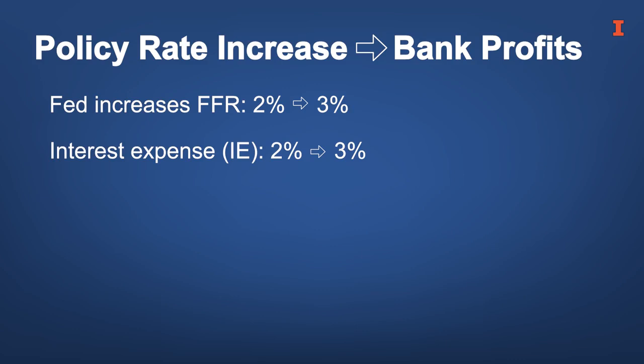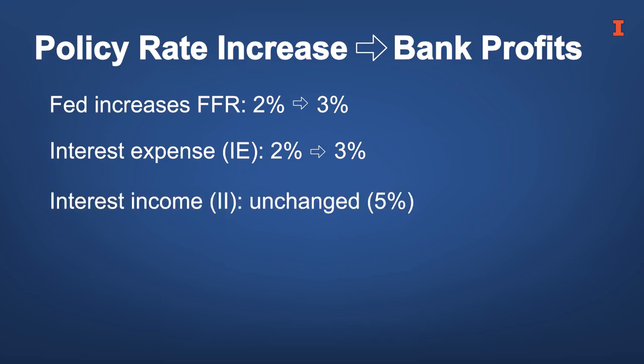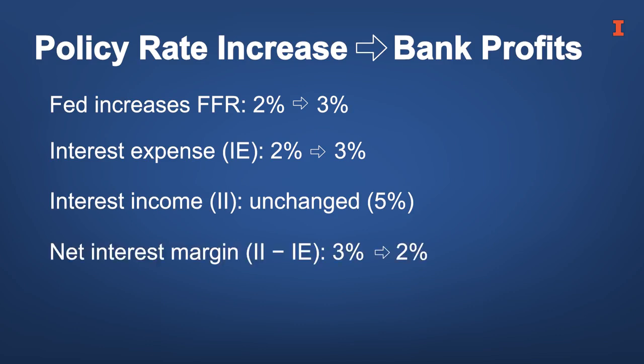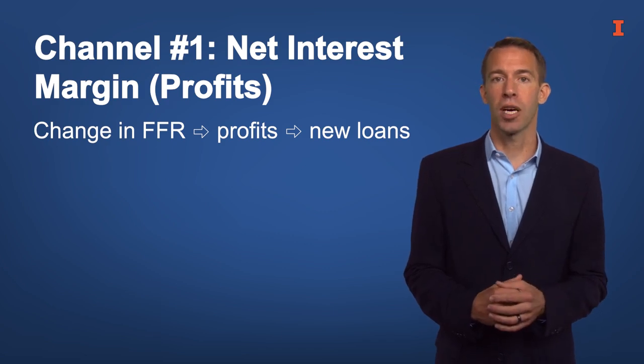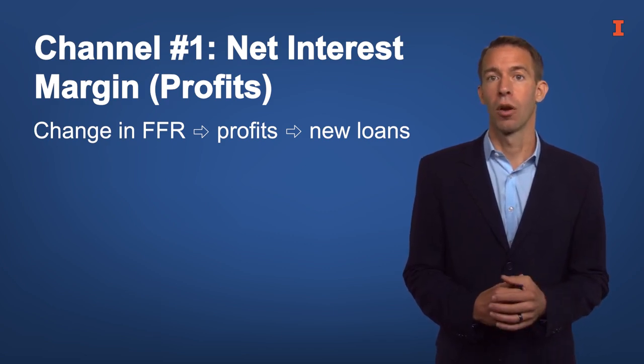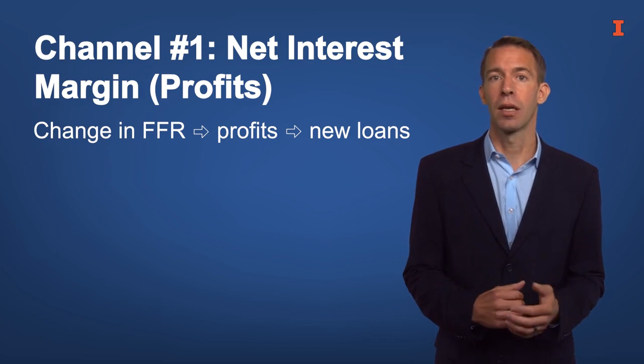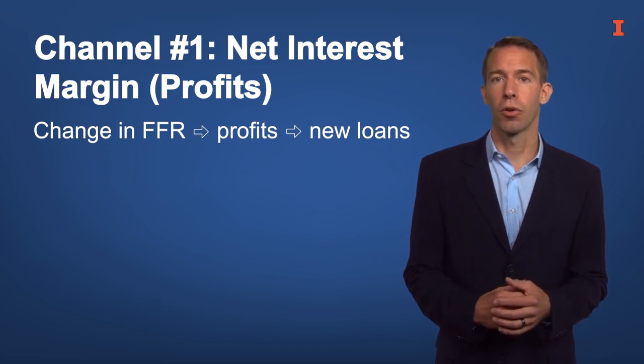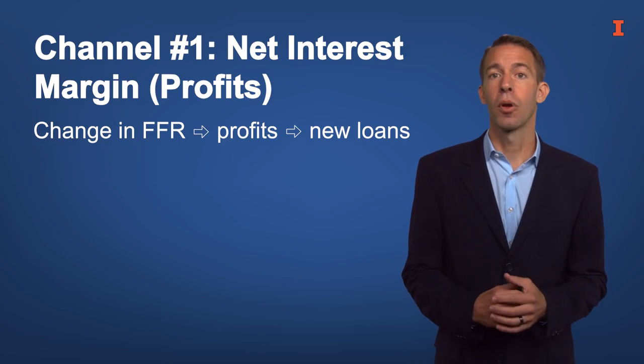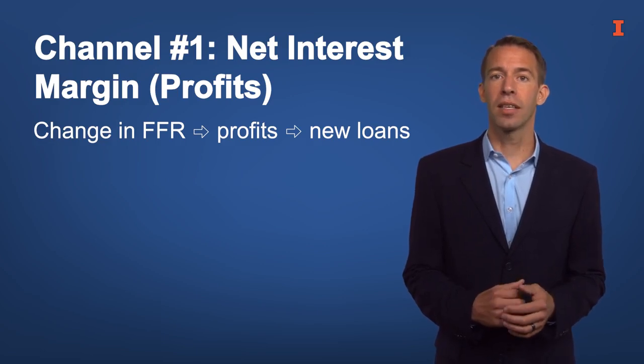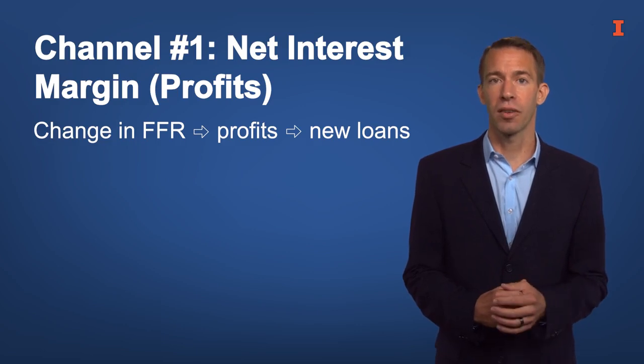So the bank has to pay 3% for its deposits, but the interest rate on the fixed-rate mortgage has not changed. The net interest margin therefore falls from 3% to 2%. A falling net interest margin means lower profits. Lower profits in turn mean less capital for new loans. In other words, monetary policy directly affects bank profits and therefore credit supply of banks.